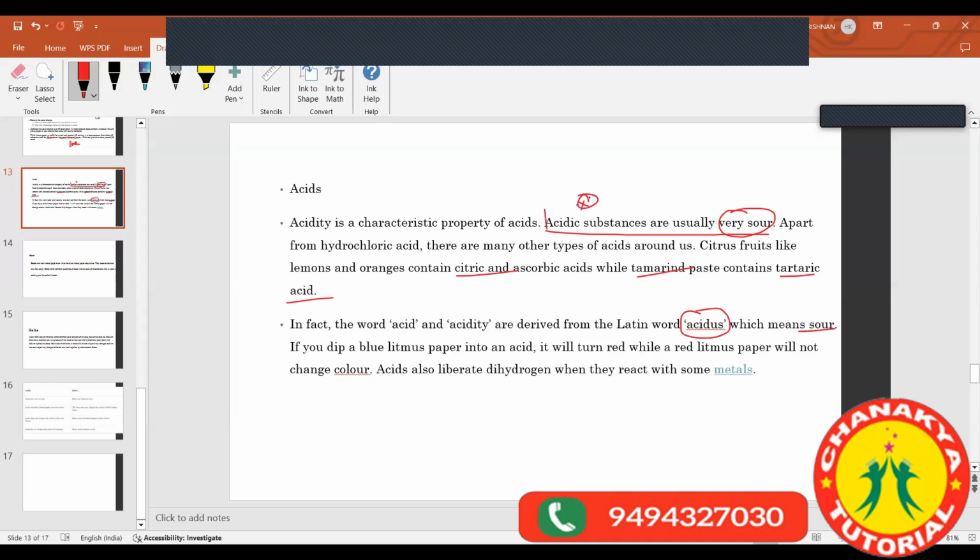The meaning of acid, I learned it in sixth grade. Yes, it means sour. If you dip a blue litmus paper into acid, it will turn red, while red litmus paper will not change color. Somebody asked me this doubt, so see, it's there.